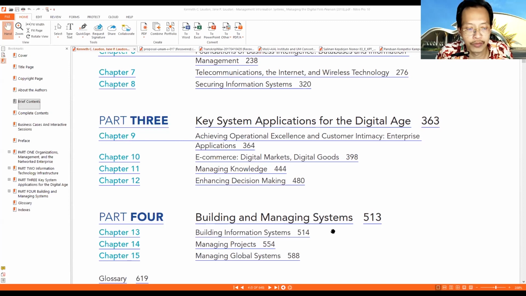So there are lots of chapters that we would be discussing, and these are all very interesting topics, because on a day-to-day basis, we would be involved, we would be engaging with information systems. So I hope this would be a good start for our course. And in the future, for this semester, we would be talking about all these topics.